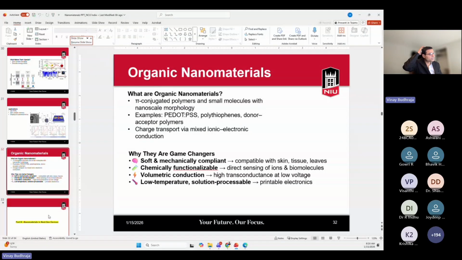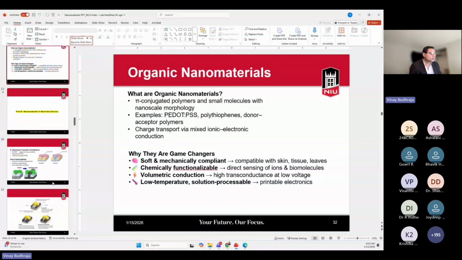The next category is the organic nanomaterials. What are organic nanomaterials? They are pi-conjugated polymers and small molecules with nanoscale morphology. Examples are PEDOT:PSS, polythiophene, and donor-acceptor polymers, and they have charge transport via mixed ionic-electronic conduction. They are game changers because they are soft and mechanically compliant, chemically functionalizable, have volumetric conduction, and are low-temperature solution processable.